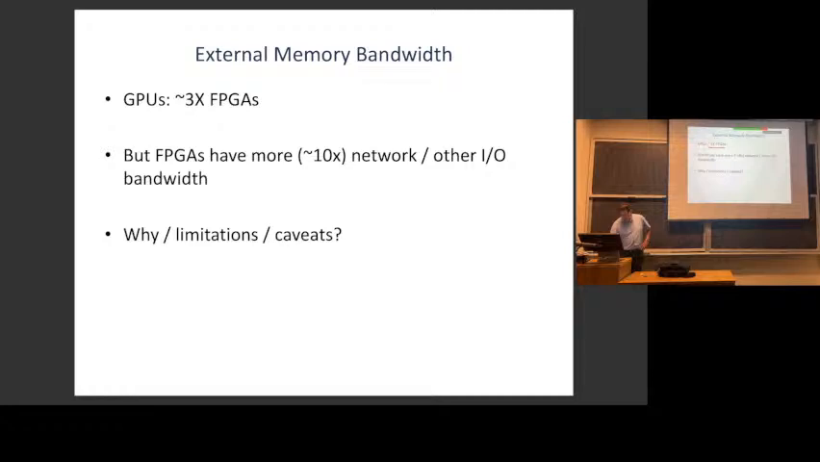But FPGAs have about 10 times more network or other I/O bandwidth. So why do you think this is? Part of it is the way they did their study. FPGAs can actually build a lot of memory interfaces if you take most of the I/Os on the chip and make them talk to DDR. In this study, I have to go back and look at the exact details, but they only did 1 or 2 banks of DDR.